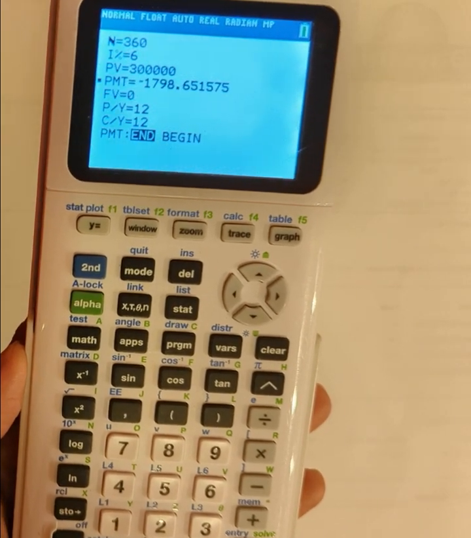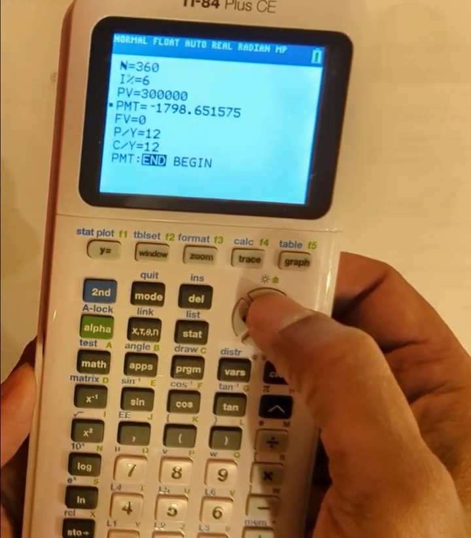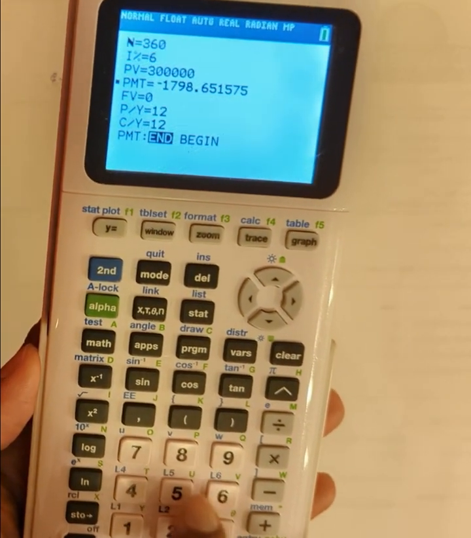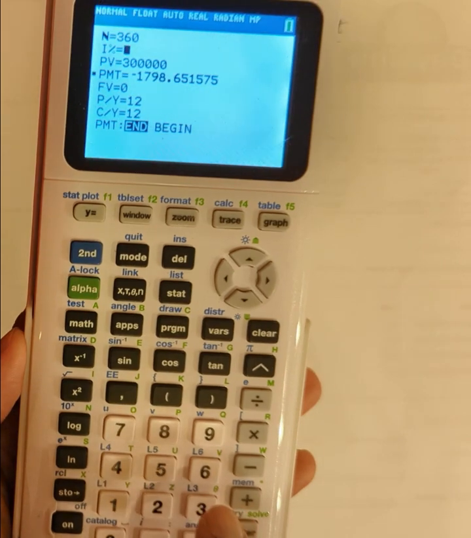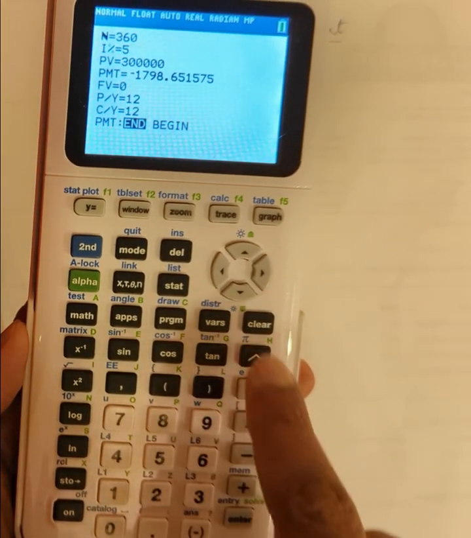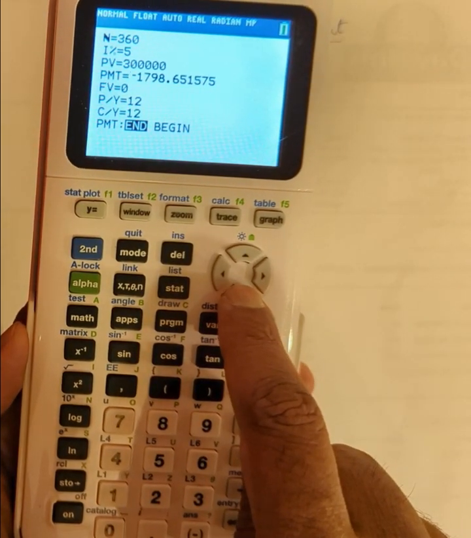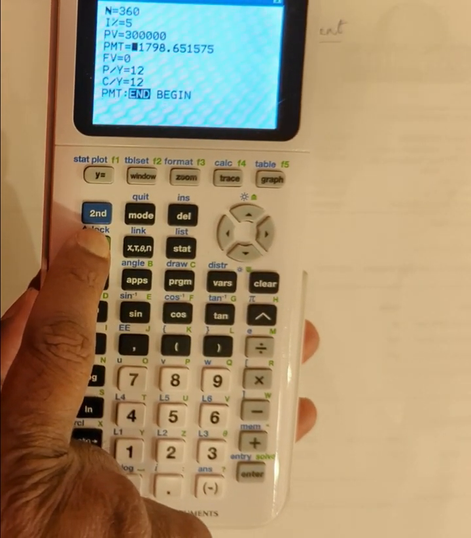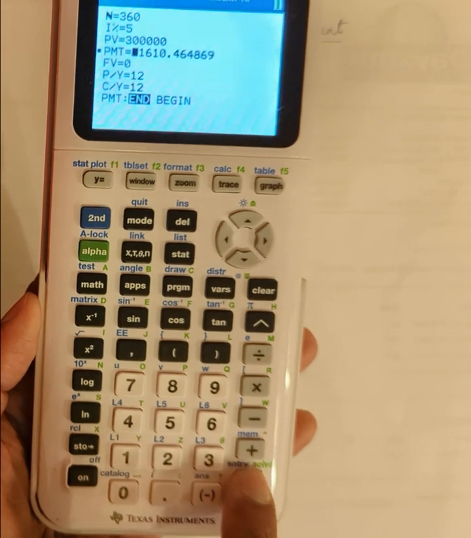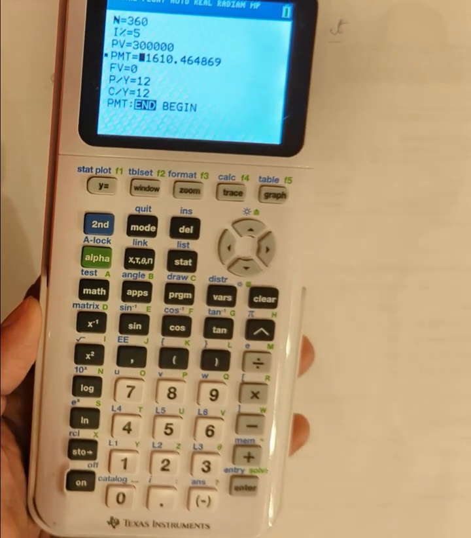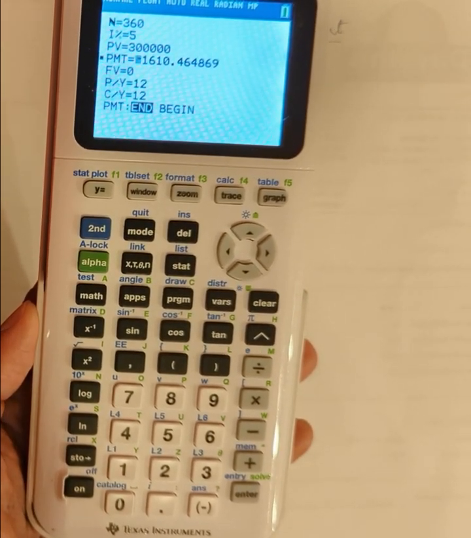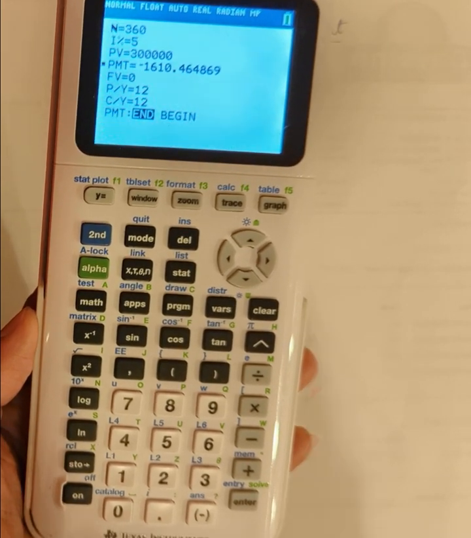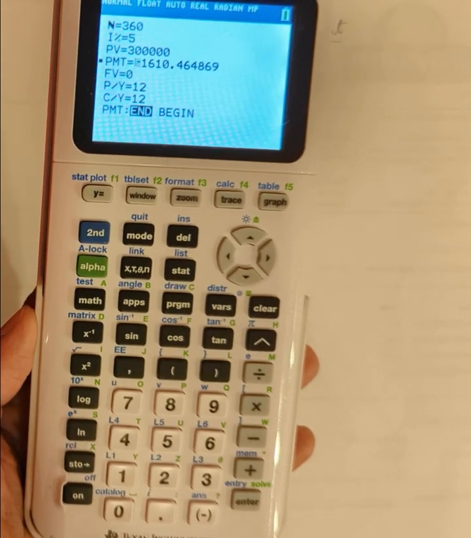So the payment is $1798.65. Now, if the interest rate happens to be something else, let's say 5%, all you have to do is change I% to 5, and then you can reevaluate what the payment would be. So for payment, go to alpha solve, and now with a 5% interest rate, the payment would be $1,610.46. So that's about $200 less payment.